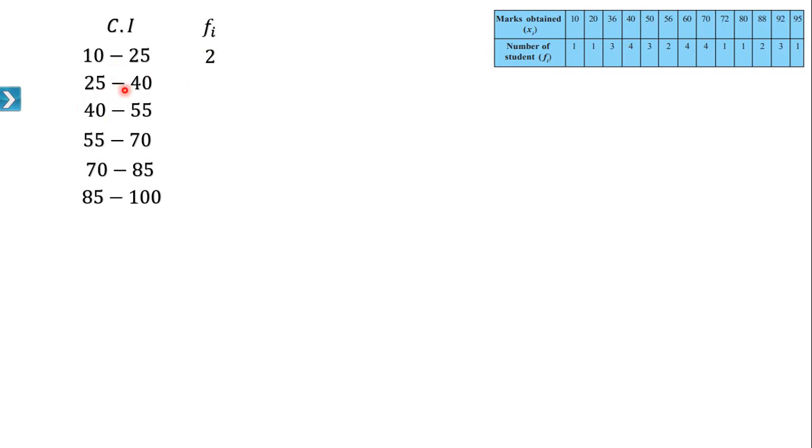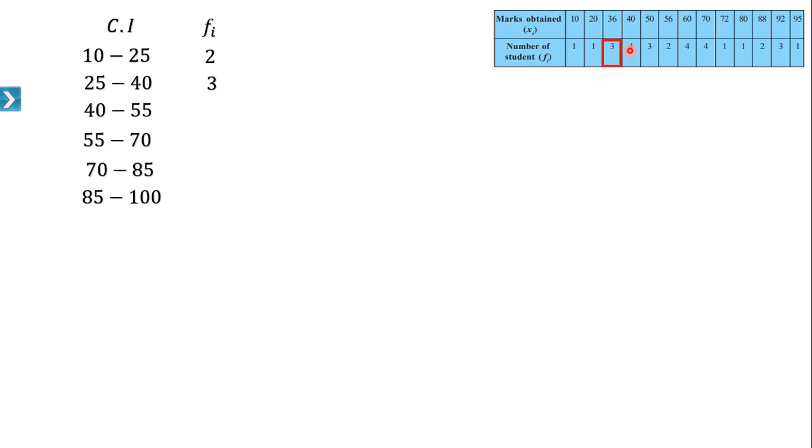40 lies in the class interval 25 to 40 and 40 to 55. We have to take the score 40 to the next class interval, that is 40 to 55, not 25 to 40. Now, see here, how many students scored 25 to 40? That is 3. We have to take 40 to the next class interval. So, the number of students who scored 25 to 40 is 3.